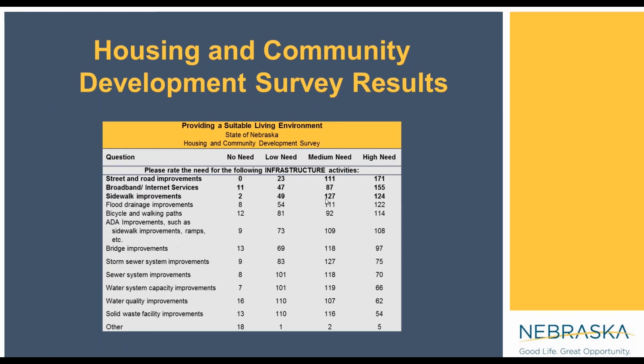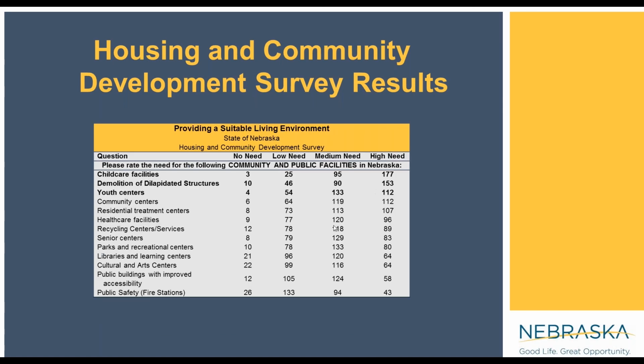Oh wait, went backwards. There we go. So this is the infrastructure activities. Street and road improvements were diagnosed with the highest need, 171. Broadband and internet services, 155. Getting high-speed internet is a gateway to the new economy. Sidewalk improvements, 124. We do see some flood drainage improvements, the fourth one at 122, followed by biking and walking paths at 114.